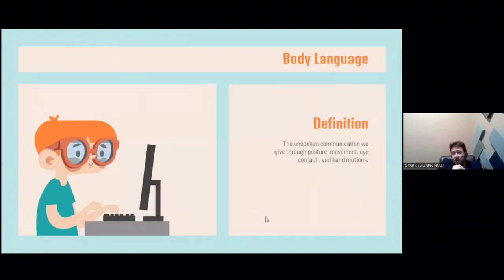First thing, let's define it. Your body language is your posture, your movement, eye contact, and hand motions. All of these things are a little bit different in person, but for the past 2 years, we've all been used to online classes, online meetings, working from home, and body language has taken a slightly less important approach when you're online. Now, what can you do about your body language?